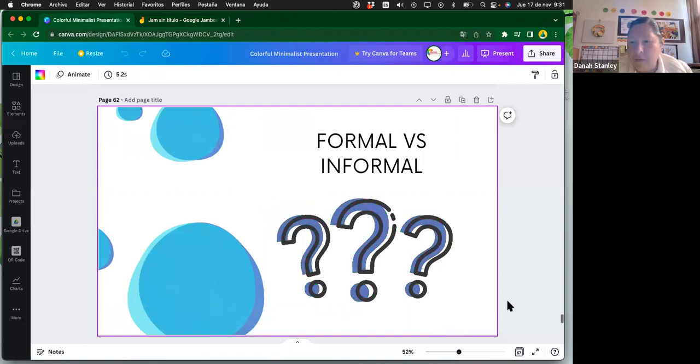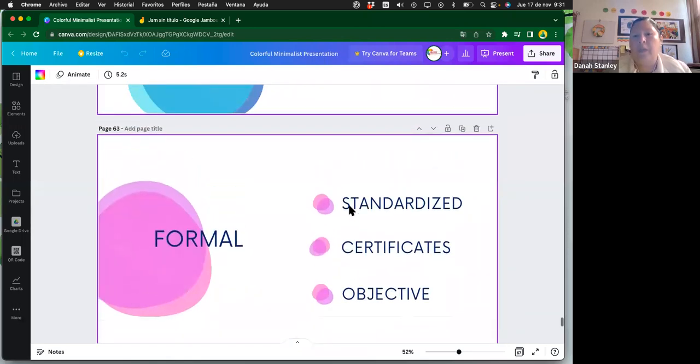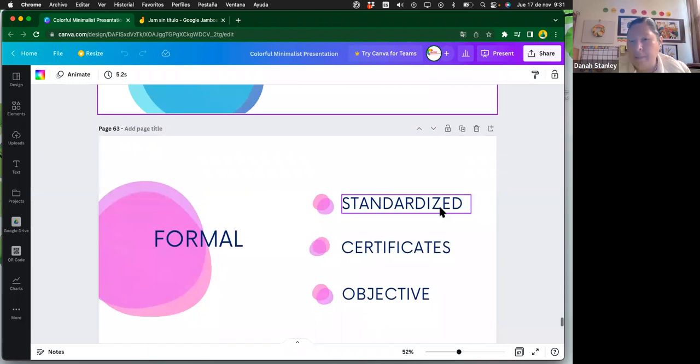So for formal evaluation, I have standardized exams, certificates, and objective evaluation. Standardized means that they need to fulfill or accomplish the goals, the aims, or the standards set for a specific level.